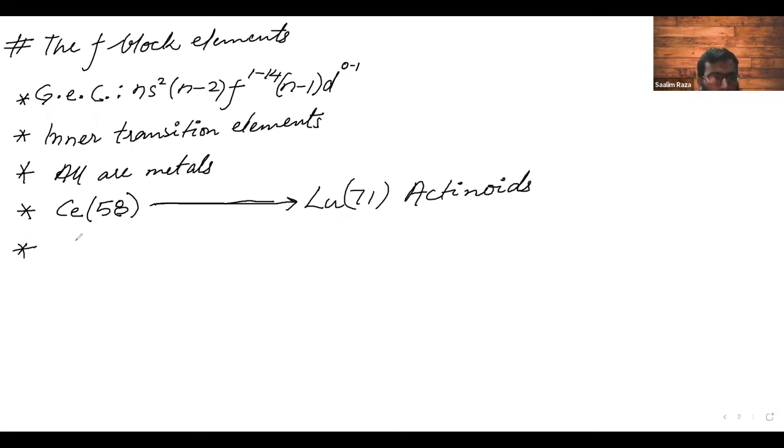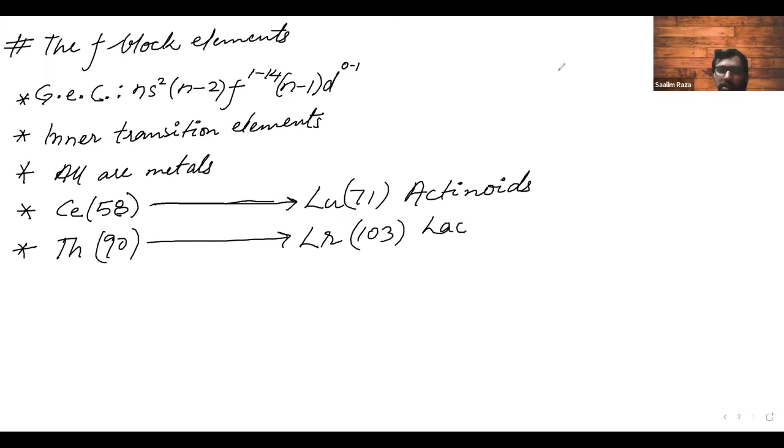The next series starts from thorium 90 and goes up to Lr, lawrencium, that is 103. These are called actinoids. I made a mistake: I wrote this in the wrong place. Sorry, this should be here. I hope you have not written it. The earlier ones, Ce to Lu, are the lanthanoids.